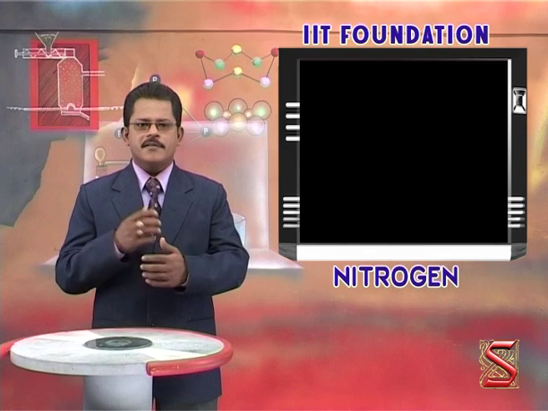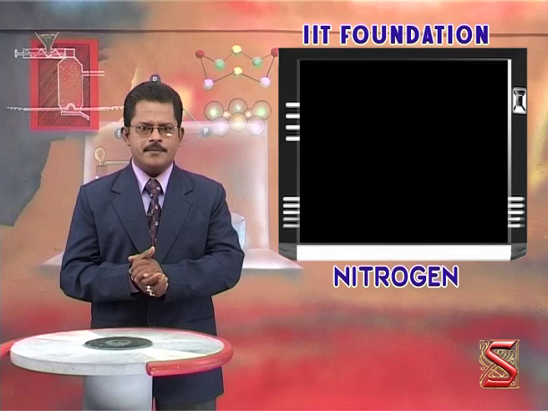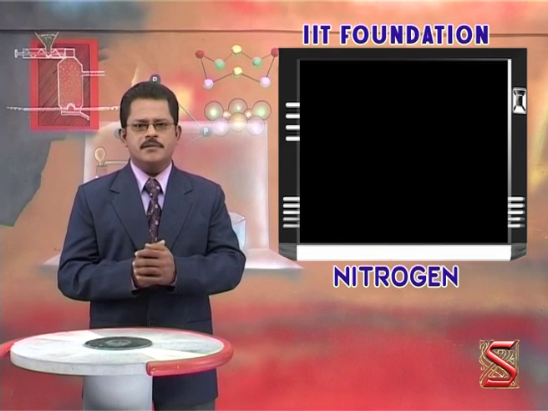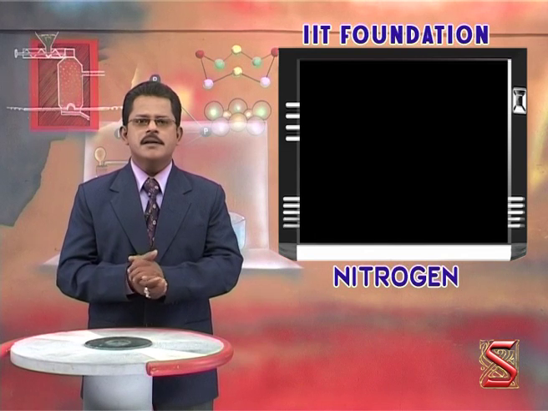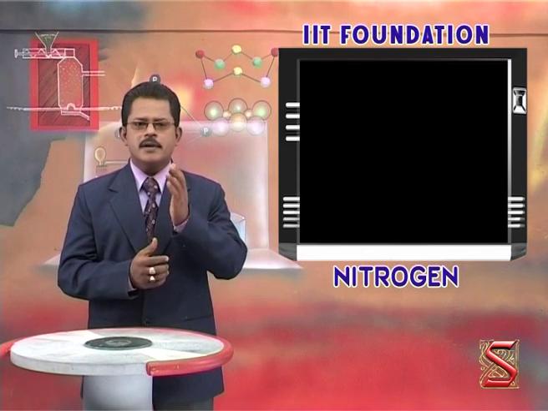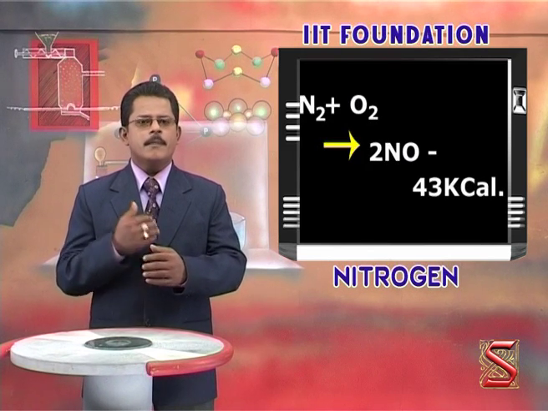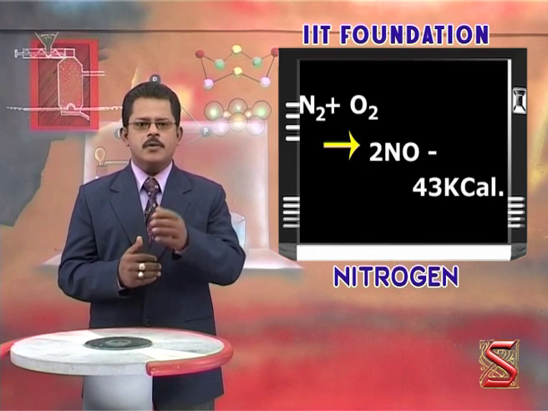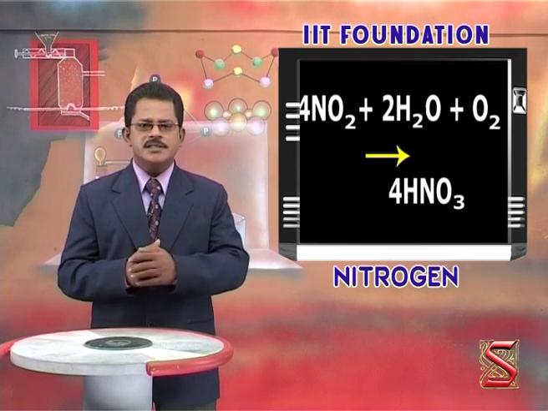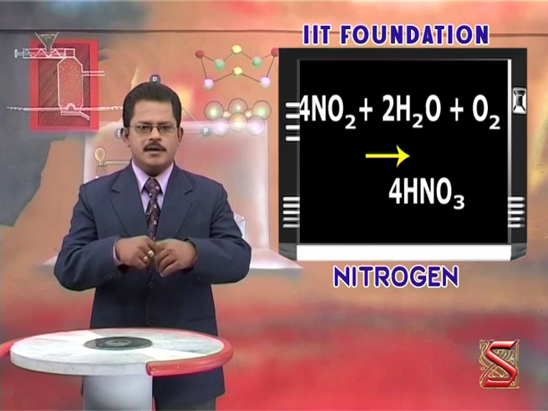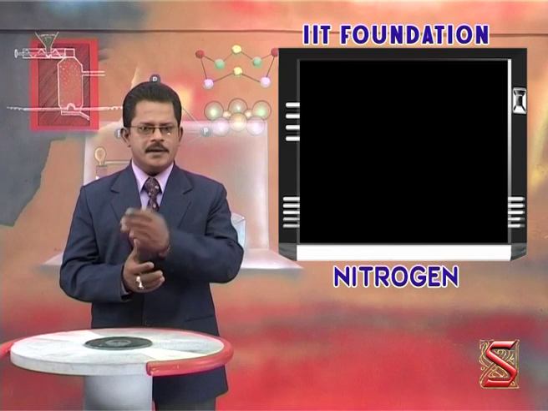In this process, nitric acid is manufactured from the cheap source of air. Nitrogen and oxygen present in air are made to combine by subjecting them to an electric discharge at 3273 Kelvin. N2 plus O2 gives rise to 2NO minus 43 kilocalories. This reaction is reversible and endothermic. Hence, the reaction is favorable at high temperatures.